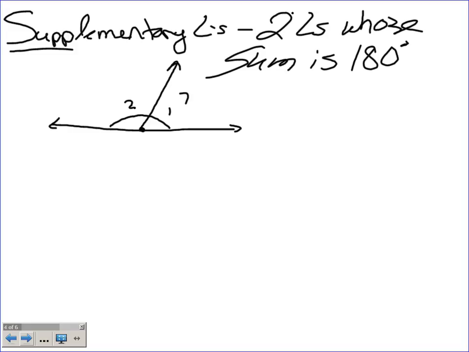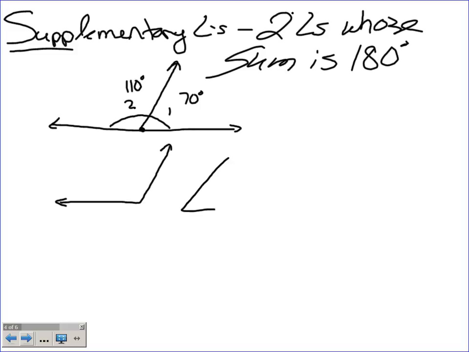Okay. So let's just get an example here. Maybe this is 70 degrees. This has to be 110 degrees. These always need to add up to be 180. Does that make sense? Always needs to add up to 180. You guys can handle this. Now here's the question. Do they need to be touching each other?